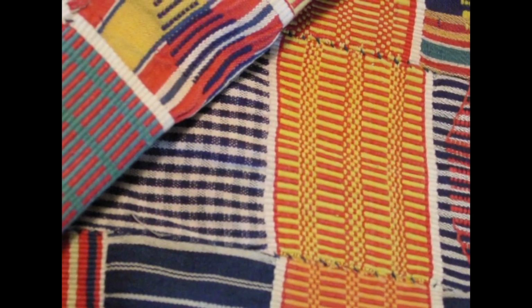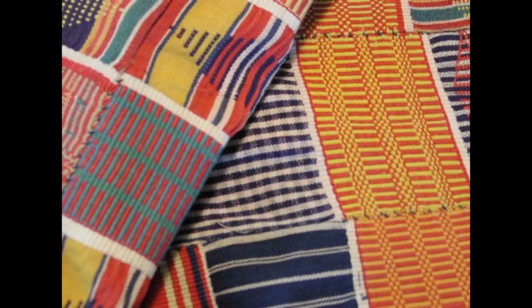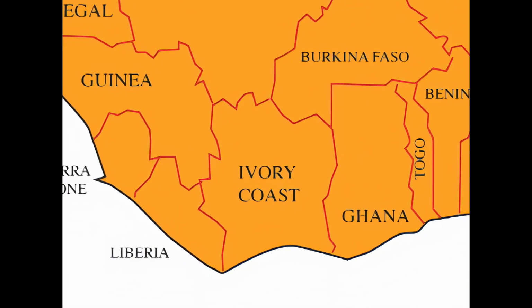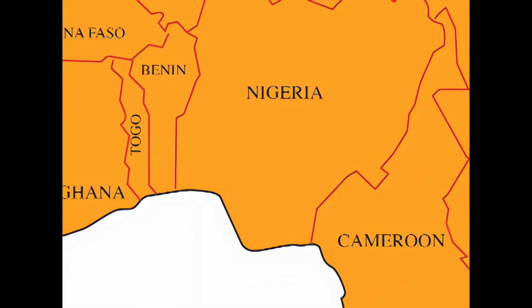One of the most interesting things about West African textiles is the technique of weaving on a narrow strip horizontal loom. The most sophisticated of these looms are found in Ghana amongst the Ashanti and the Ewe. But these are found all over West Africa, say from Sierra Leone in the west right the way through to Nigeria and Cameroon in the east.